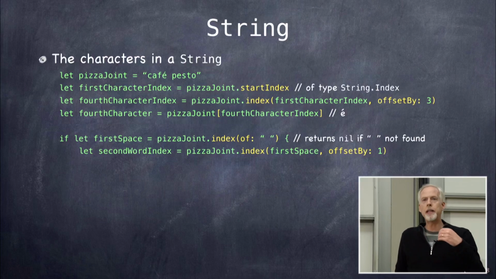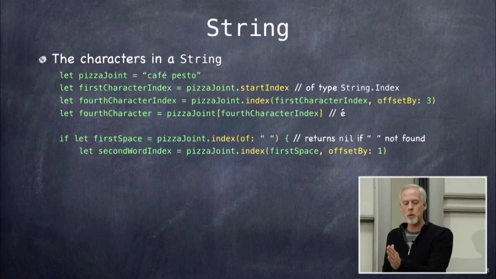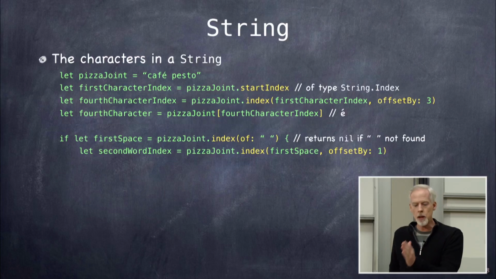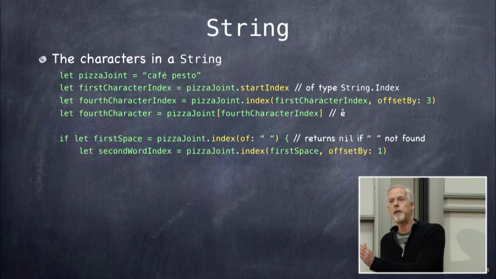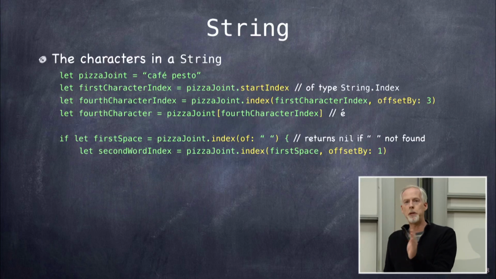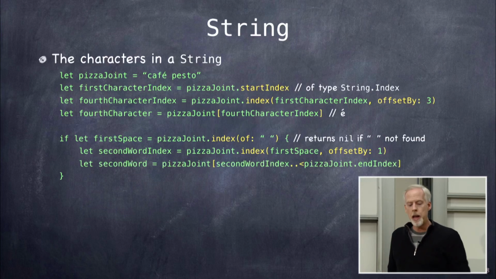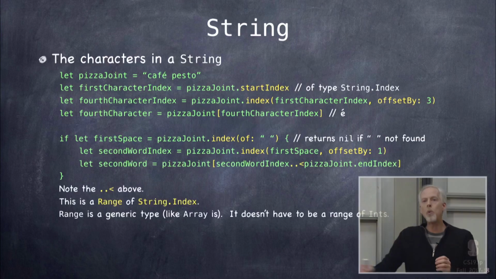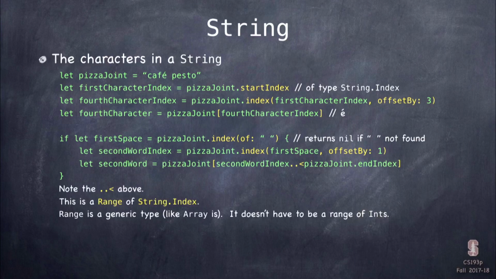Now I'm going to get the index to the start of the second word, the word pesto there. I'm going to do it by indexing that first space over by 1. Okay, I'm going to assume there's 1 space between words. Go to the next one. And now I'm going to get the whole word pesto by indexing string with a range.